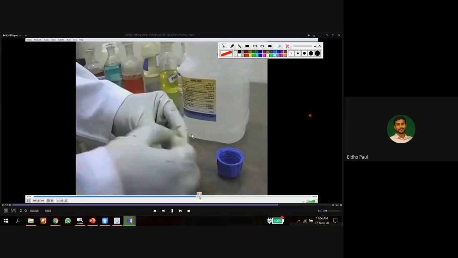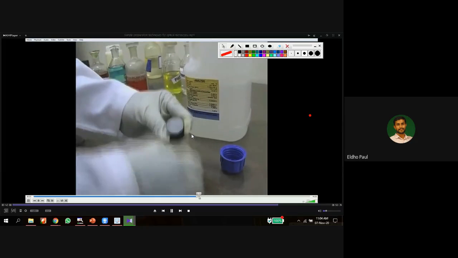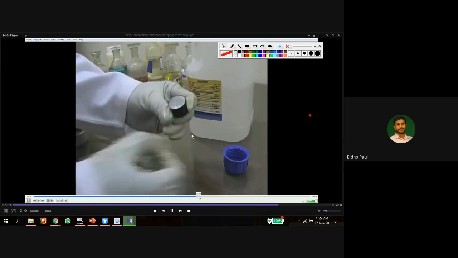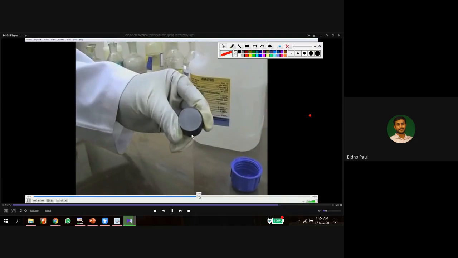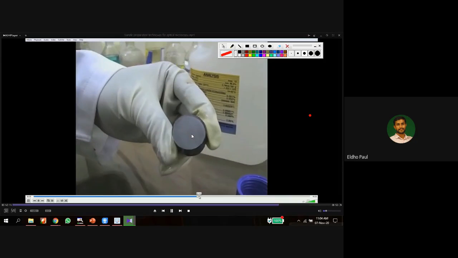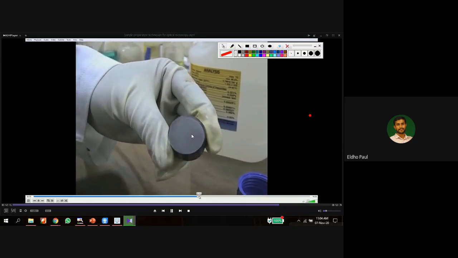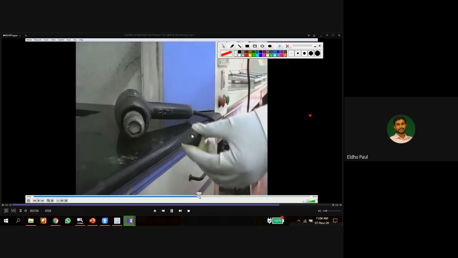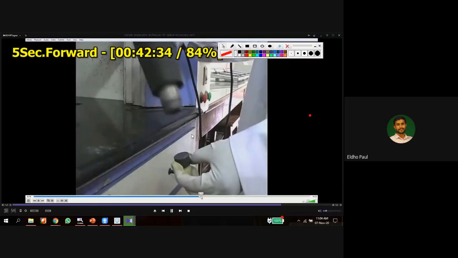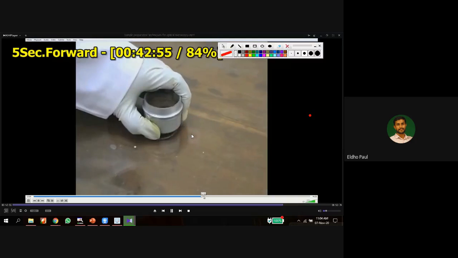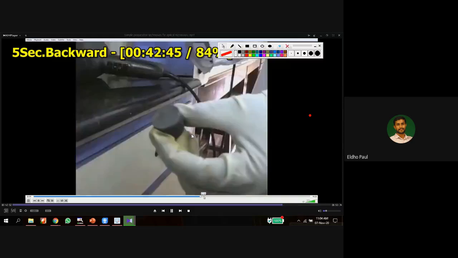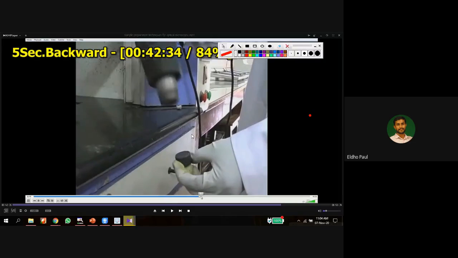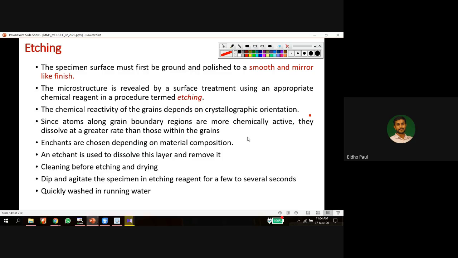And we remove all the impurities from the surface using a chemical, and the surface becomes dry. After that, we remove all the water particles. So this surface is ready for microstructure analysis using a microscope. That is the etching process.